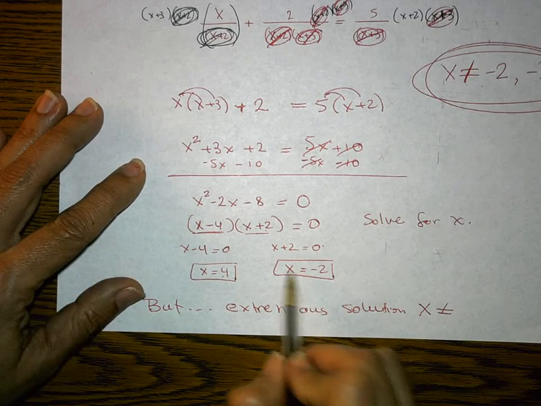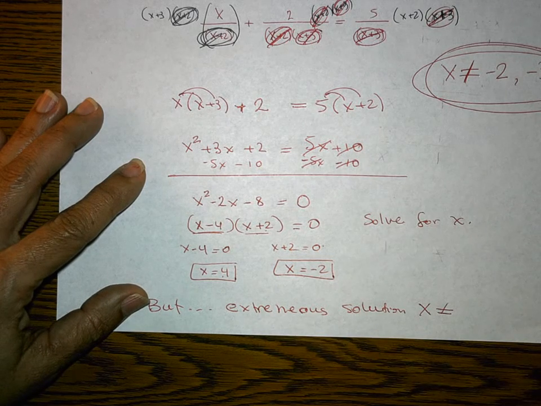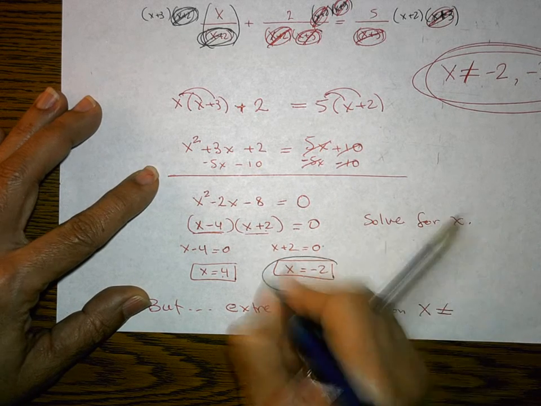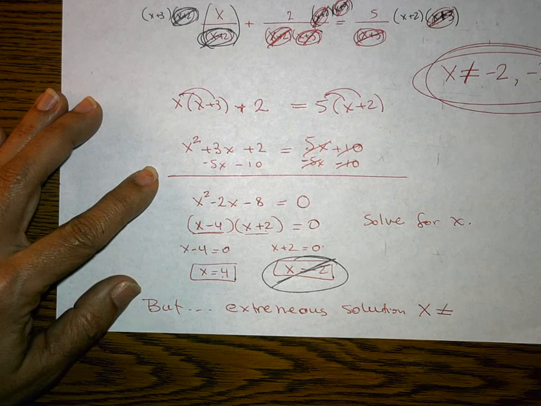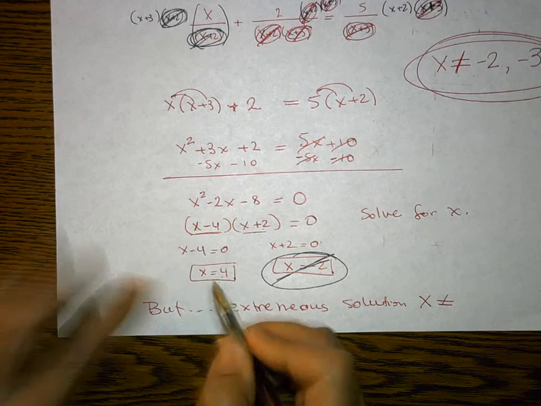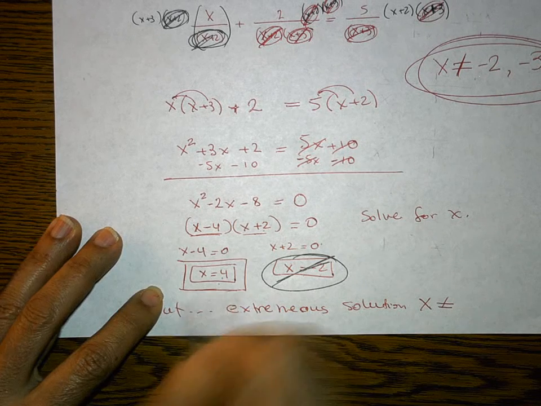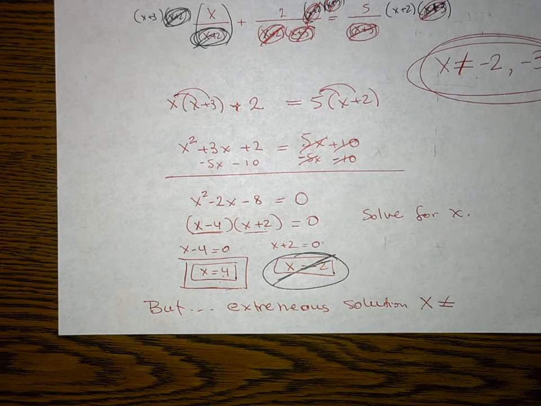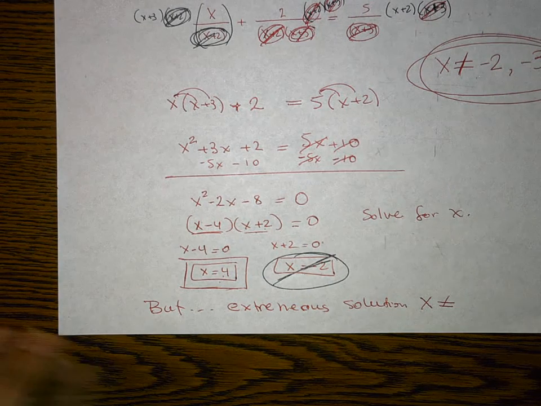And here it is. x equals negative 2. No, this cannot be. I am not going to plug in this answer because it's going to cause a 0 in the denominator. So the only solution for this is x equals 4. This is the only true answer for our problem. Okay? So that's why we have to check for extraneous solutions.